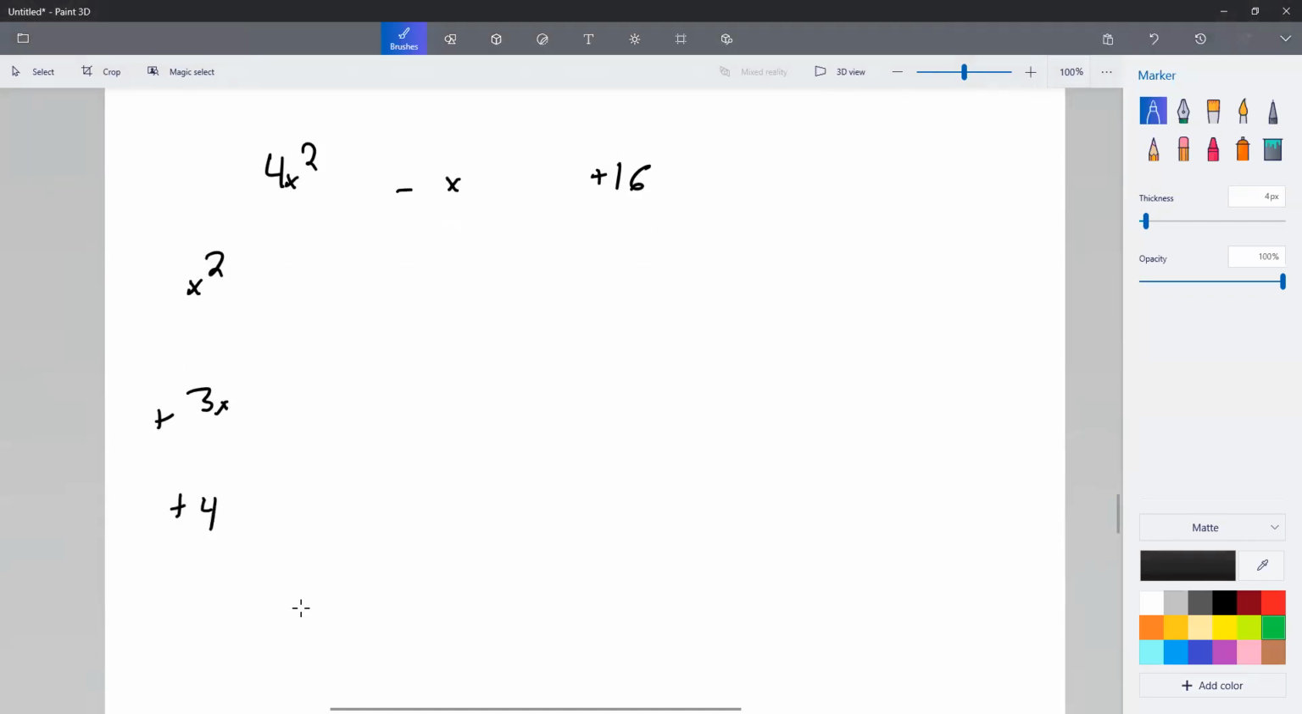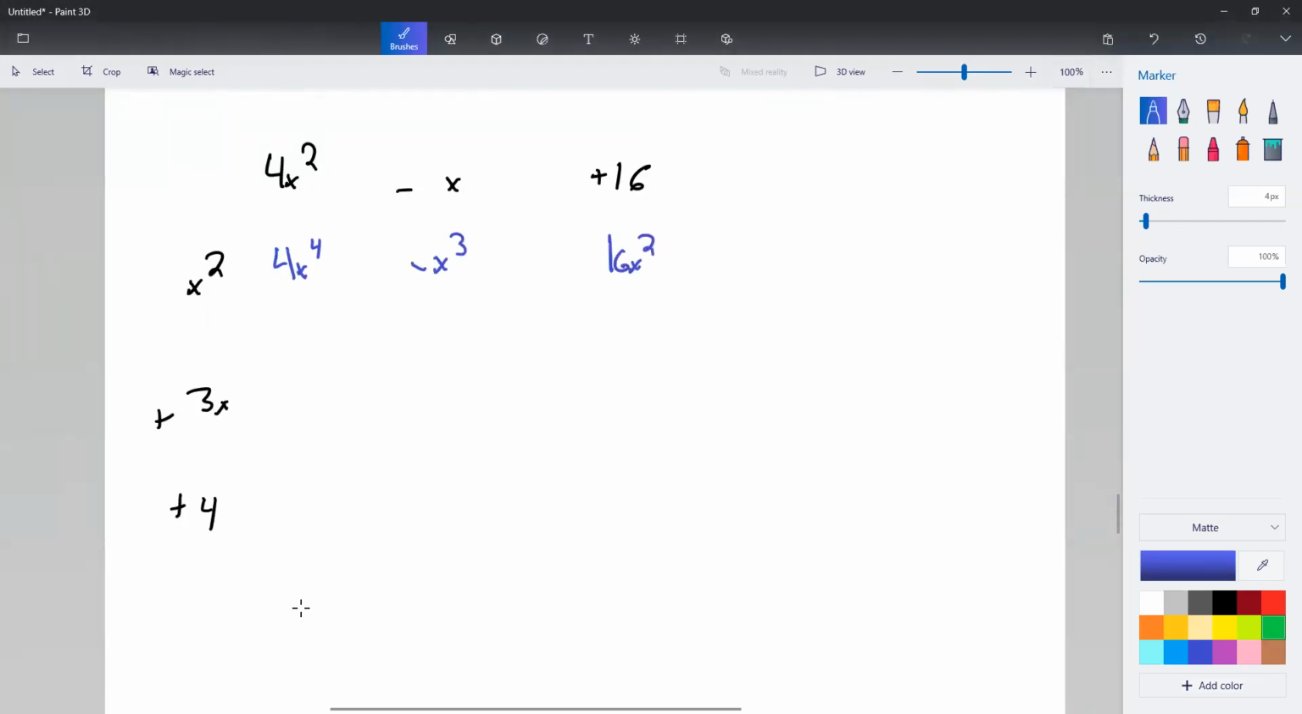Okay, does somebody want to unmute themselves and tell me what I should do here? All right, it's going to be 4x to the fourth. You answered the last one, didn't you? Yeah. You know what? Good for you. Let's go. All right, let's do this top row. What do you got? Negative x to the third and 16x squared. Perfect. Next row.